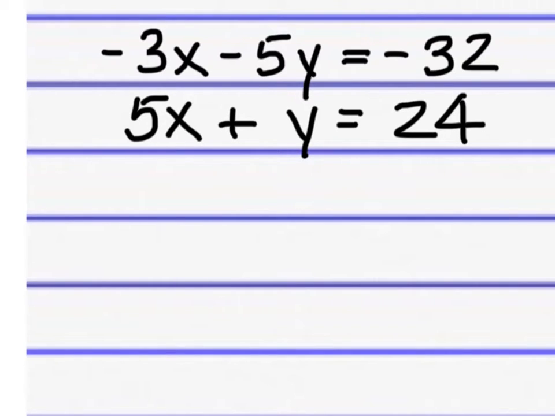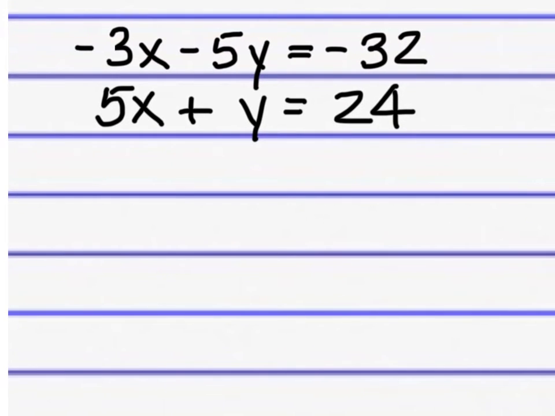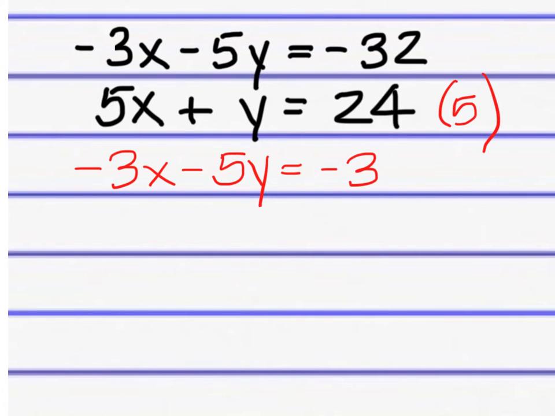We have 5 and 1, 3 and 5, so nothing matches up. You could do it this way. You could multiply the bottom by 5 so that the y's will match up, which means the top would stay the same, and on the bottom you would get this: 25x plus 5y equals 120.